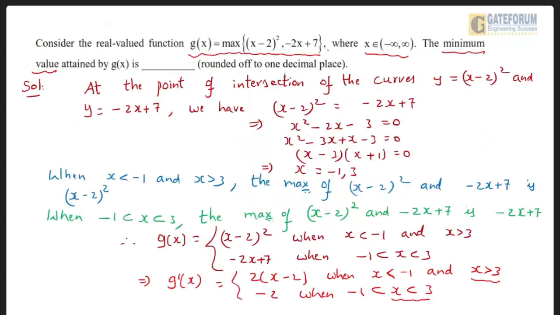The function g of x attains the minimum value at x equal to 3. So g of 3 is the minimum value and is given by 1. So the answer is 1. This is the end of the question.